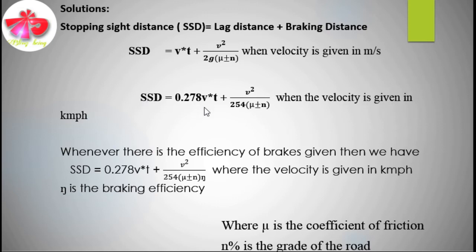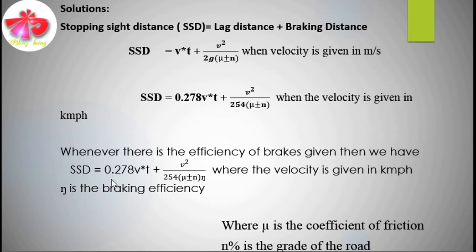SSD equals 0.278 v t plus v squared by 254 (mu plus or minus n), where the symbols have their usual meanings: v is the velocity in kmph, t is the reaction time of the driver, mu is the coefficient of friction, and n is the grade of the road. Whenever the braking efficiency of the brakes is given, you have to introduce a term known as braking efficiency.